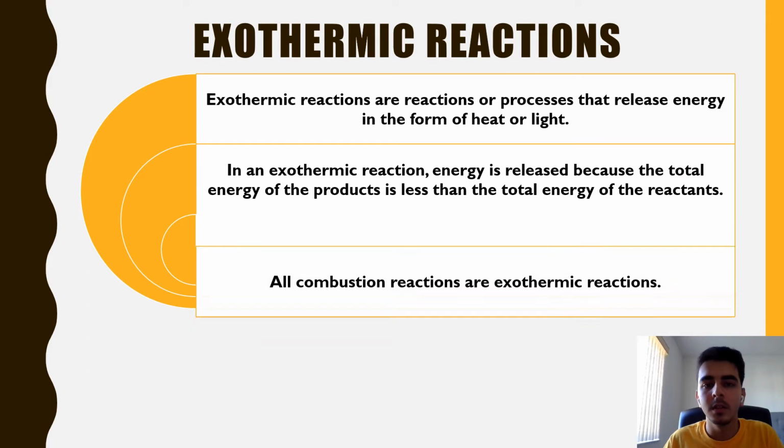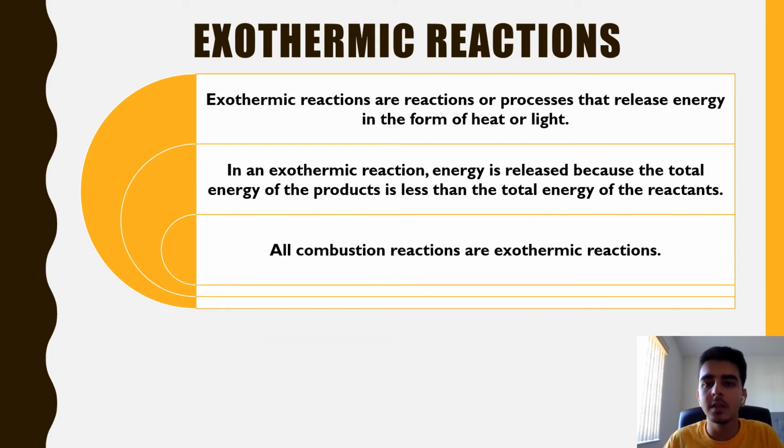Exothermic reactions are reactions or processes that release energy in the form of heat or light. Energy is used to break bonds in reactants, and energy is released when new bonds form in products. In an exothermic reaction, it takes less energy to break bonds in the reactants than is released when new bonds form in the products. Energy is released because the total energy of the products is less than the total energy of the reactants.